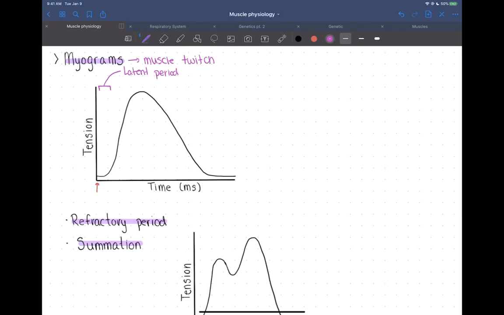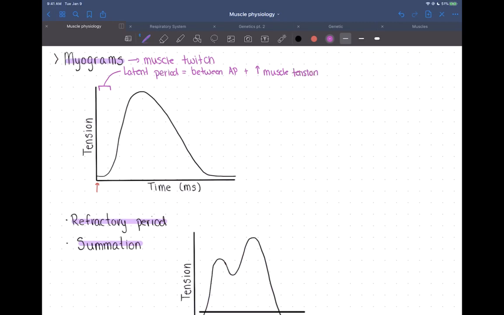It's only a few milliseconds, very, very short. This is the time between the action potential and an increase in muscle tension. It's just that little phase before the muscle starts to actually contract.